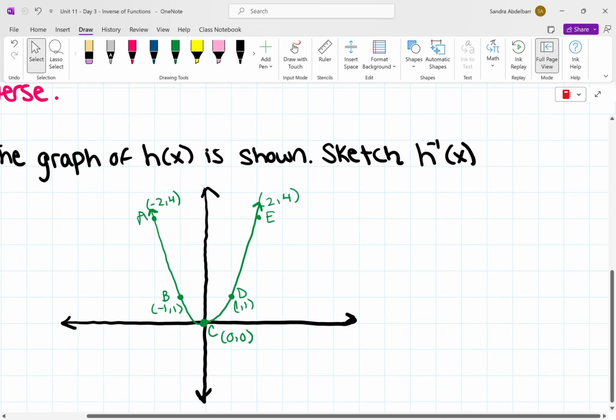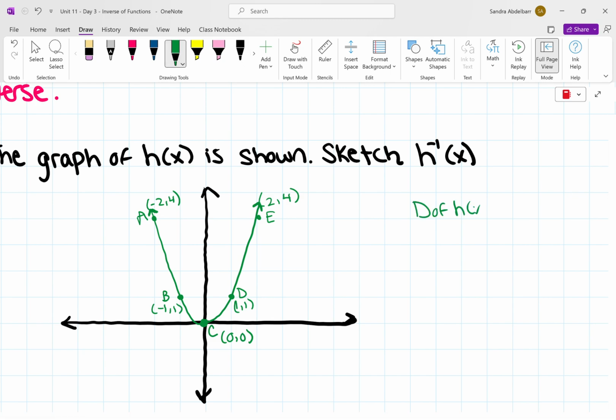Okay, before I sketch the inverse, what I want to do is list the domain of h of x. How many people think the domain is just -2, -1, 0, 1, 2? We'll start with the domain. -2, -1, 0, 1, 2. Why is that not the domain? Because the graph expands infinitely in both directions.